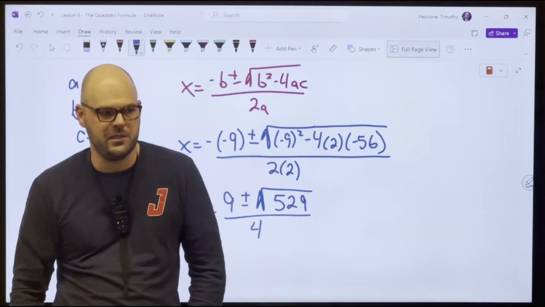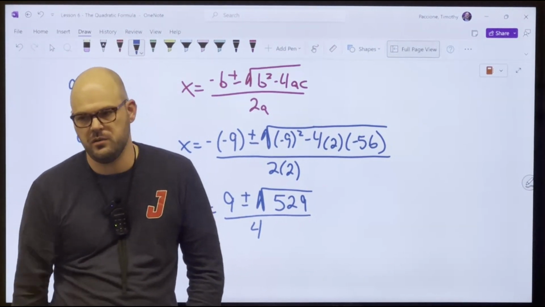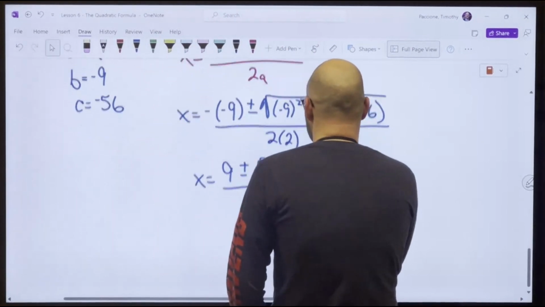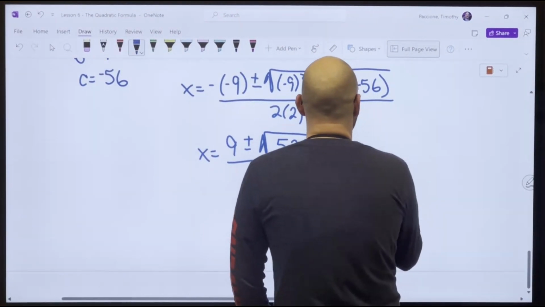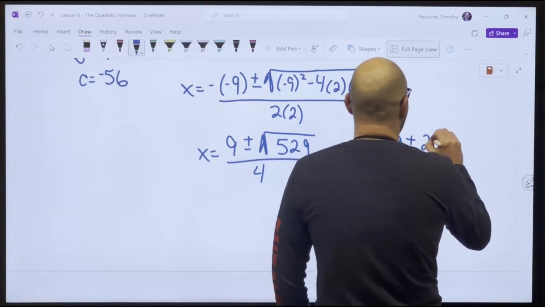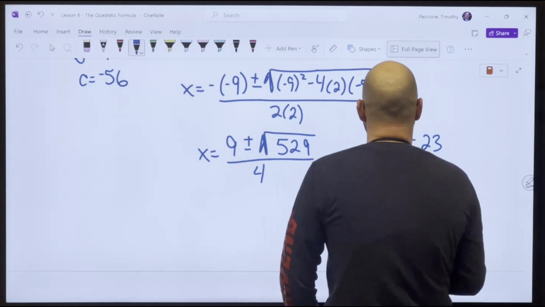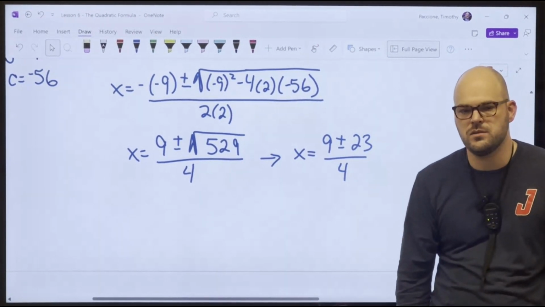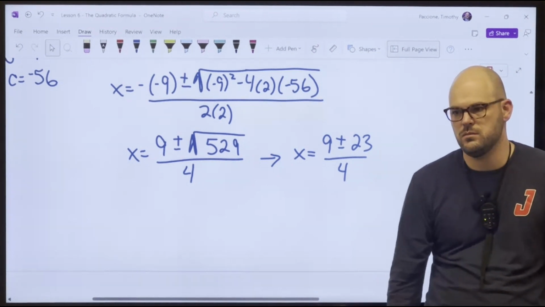That would make things a lot easier. So I try to square root it, and what do I get? 23. Yep, you can do it. So that means this says x equals 9 plus or minus 23 divided by 4. Now, I thought our answers were 8 and negative 7/2. What can we do to get those?